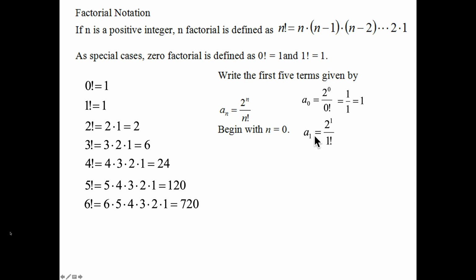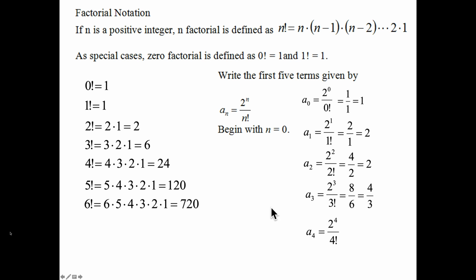So when n is 1, a sub 1 will be 2 to the first over 1 factorial. So 1 factorial is 1, so that's a 2. A sub 2, 2 squared will be 4. 2 factorial was 2, so 4 over 2 is 2. A sub 3, 2 to the third power over 3 factorial, so that would be, what, 2 to the third is 8 over 3 factorial 6, that reduces to 4 thirds. And finally, a sub 4 is 2 to the fourth, which will be 16, and 4 factorial is 24. Reduce that, and we get 2 thirds. There's my first 5 terms.